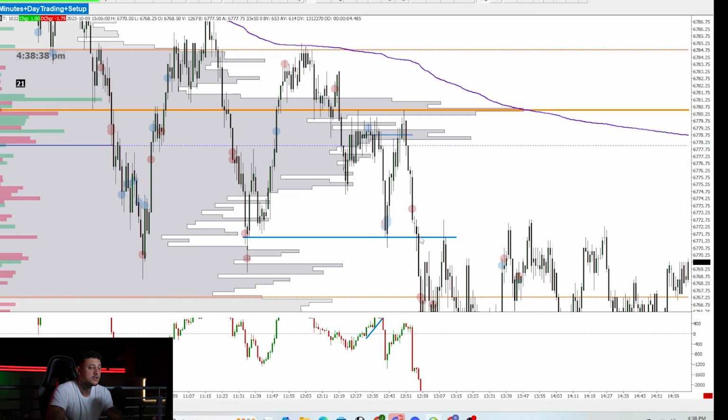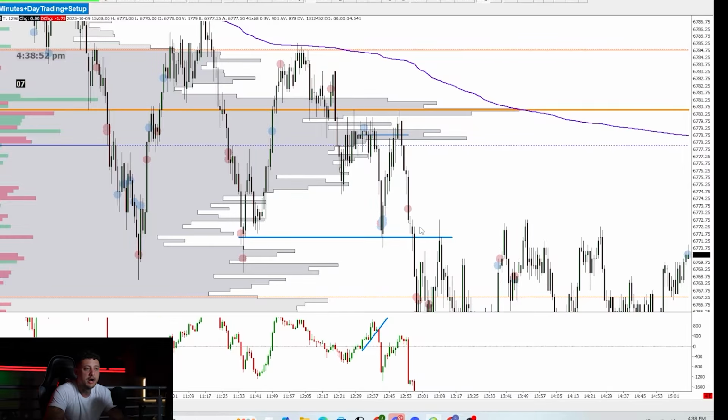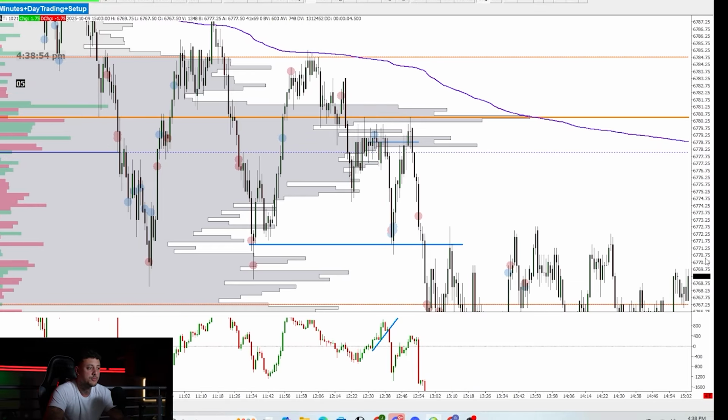So after we saw some absorption here again and some buyers trying to step into the market here, notice that the buyers weren't getting as aggressive as they were before when we were in this area. This is going to be something that I'm paying attention to very frequently, and I'm not seeing the aggression from the buyers as before. So for me, that was a big red flag.